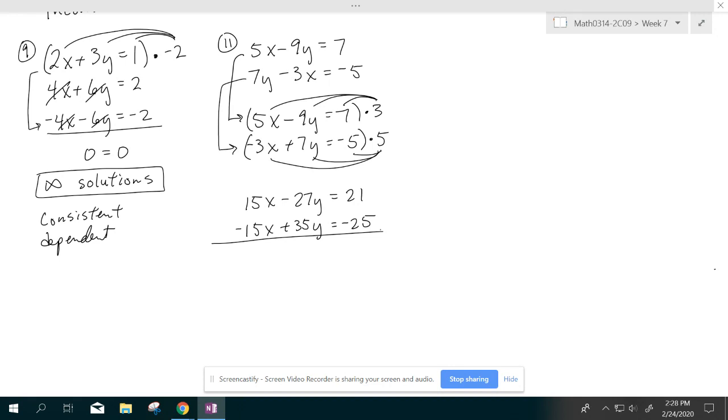And now we're ready to add up and down. 15x minus 15x, cancel. What about 35 minus 27? 8. And then what about negative 25 plus 21? Negative 4. Divide both sides by 8. And that'll reduce to negative half.